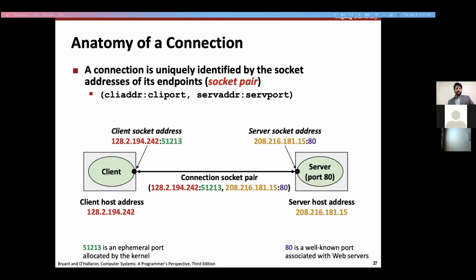The client has its own address and port number, and the server has its own IP and its own port number. So the whole connection is built between each other through these two IP addresses and ports.